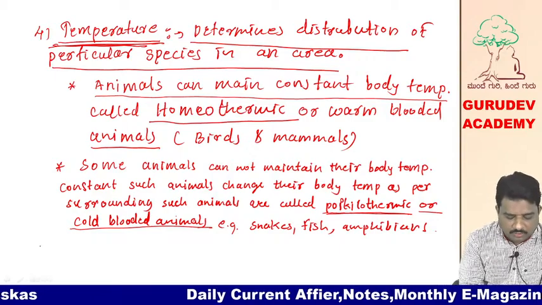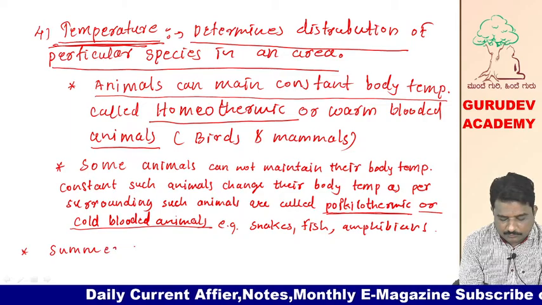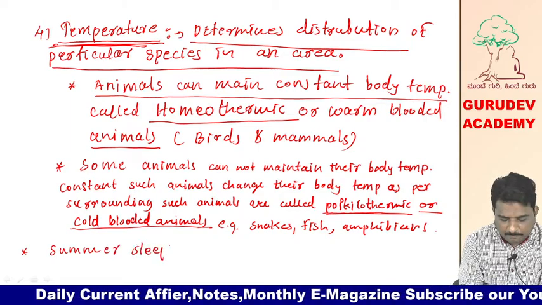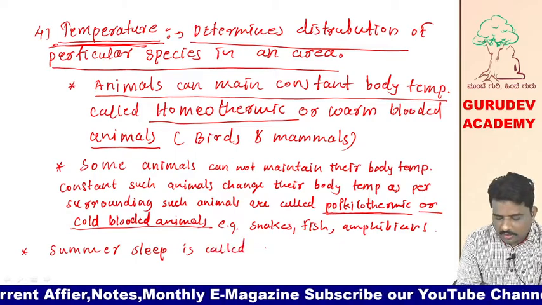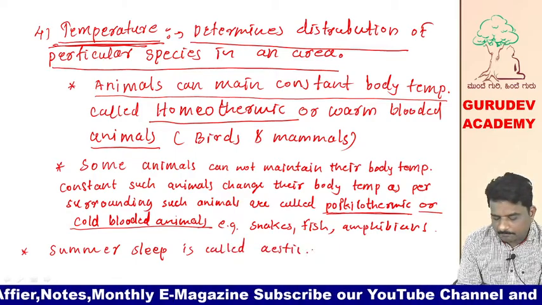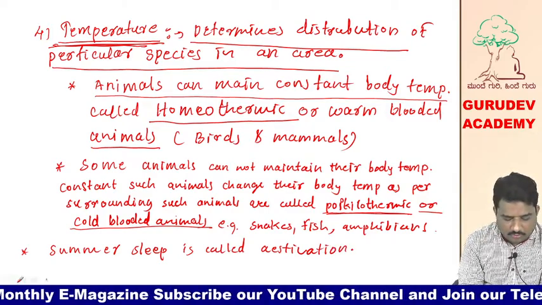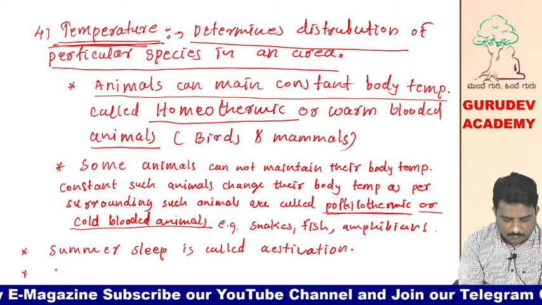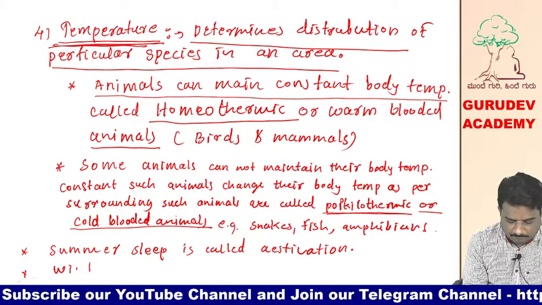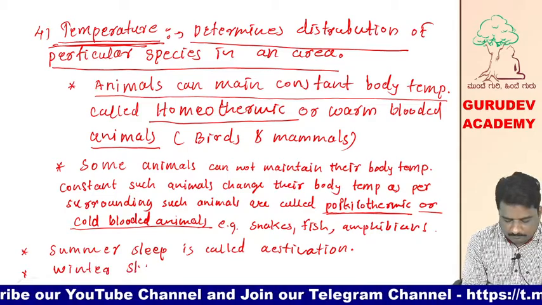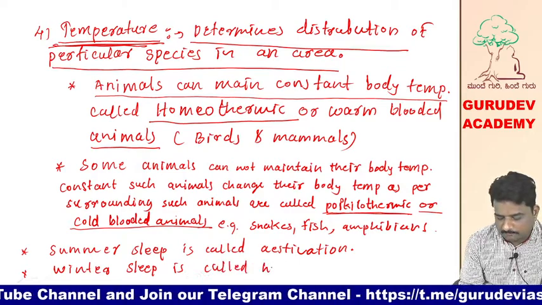Now, some animals will undergo summer sleep. Summer sleep is called estivation, and some animals will undergo winter sleep. This is called hibernation.